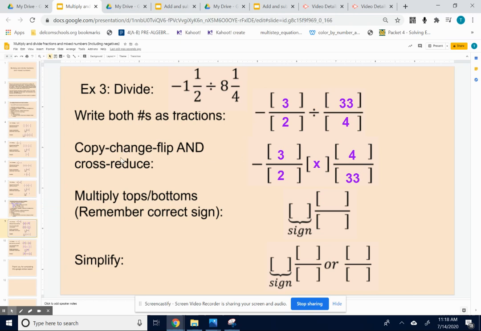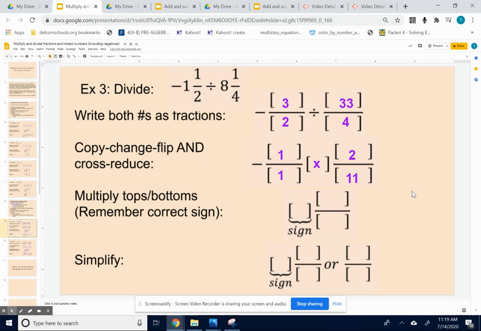Before we go on, let's cross reduce. Look at the 2 and the 4. Notice that both of those numbers could be divided by 2. 4 divided by 2 is 2. And 2 divided by 2 is 1. Look at the 3 and the 33. 3 can divide evenly into both of those. 3 divided by 3 is 1. And 33 divided by 3 is 11. So we have negative 1 over 1 times 2 over 11.